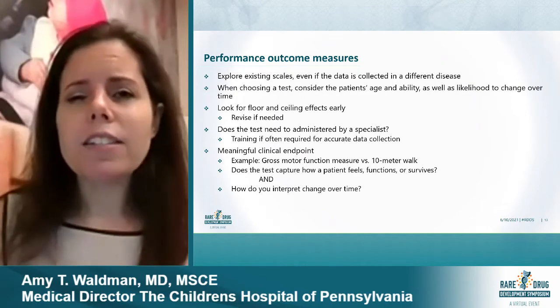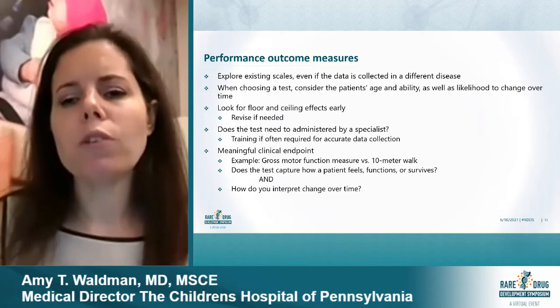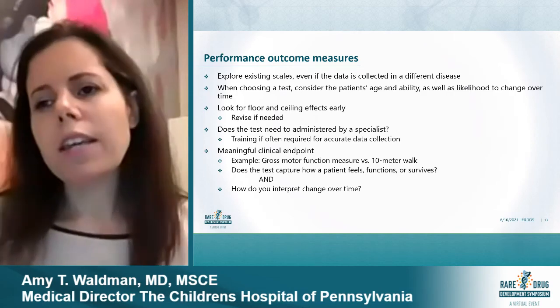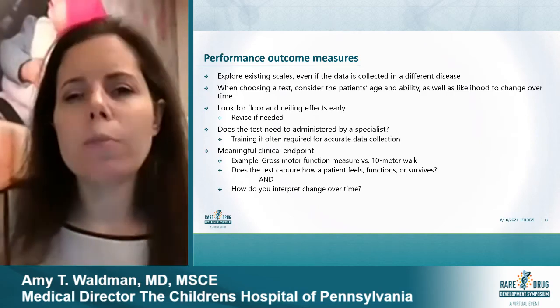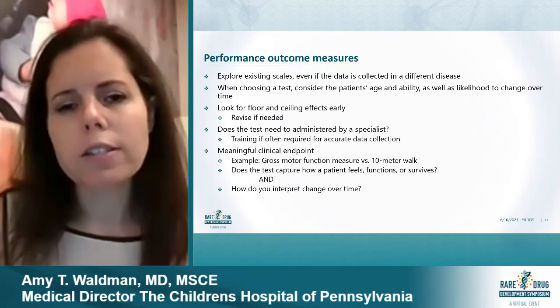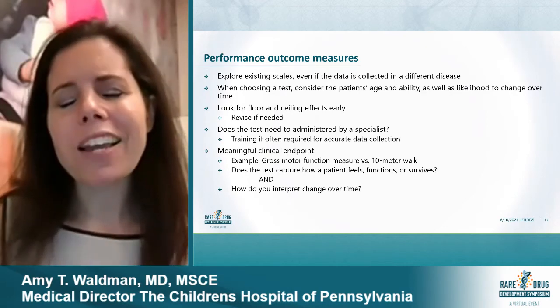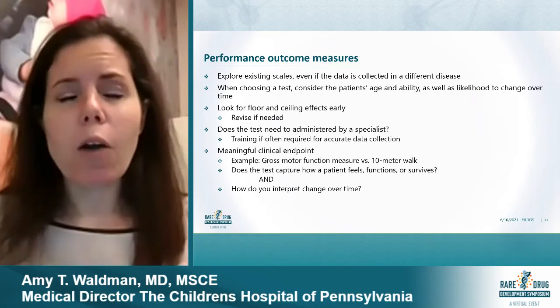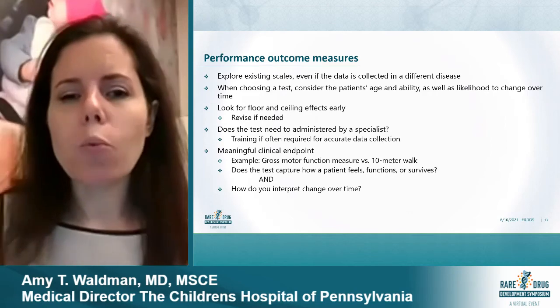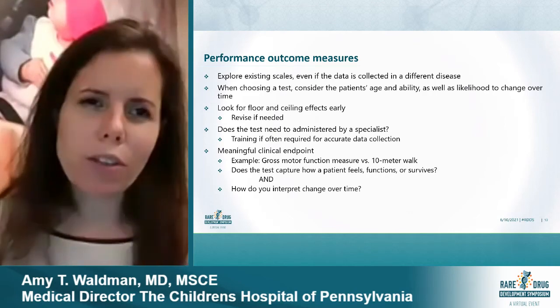So at the end of the day, you really have to say, does the test capture how a patient feels, functions, or survives? The FDA liked the 10-meter walk because they can say you improved their ambulation, you improved their endurance, but they didn't like the GMFM-88, so it was a lesson learned. And you really have to understand how you are going to interpret change over time. What does a faster walk mean? What benefit is that to the patient, and trying to figure out how to interpret that.